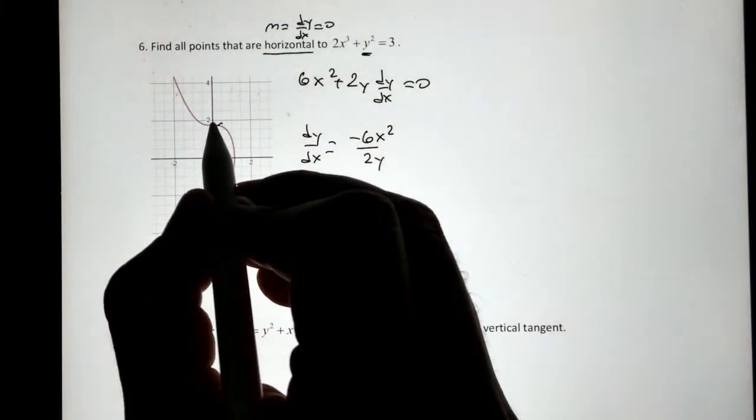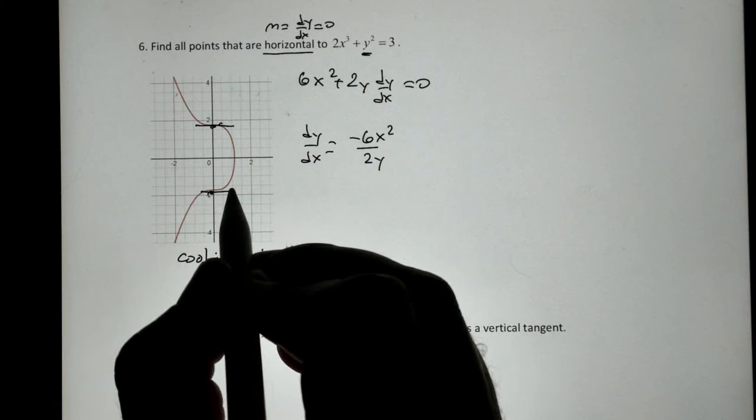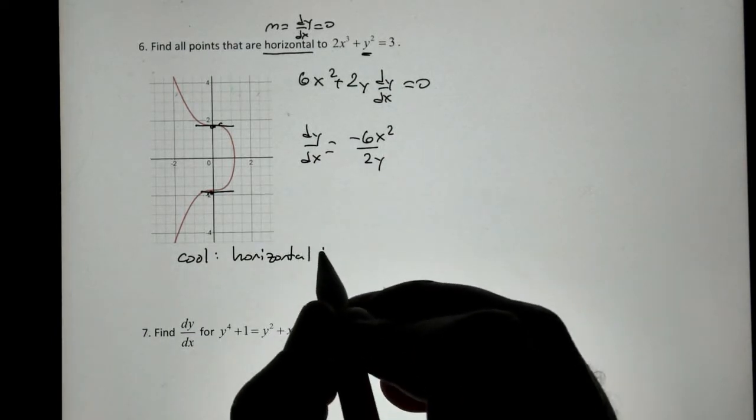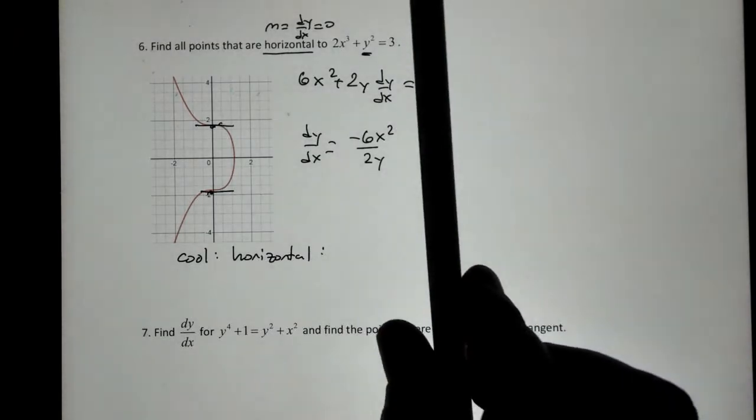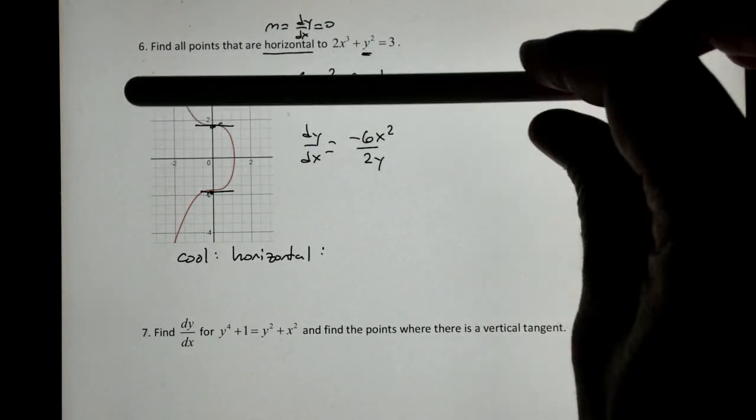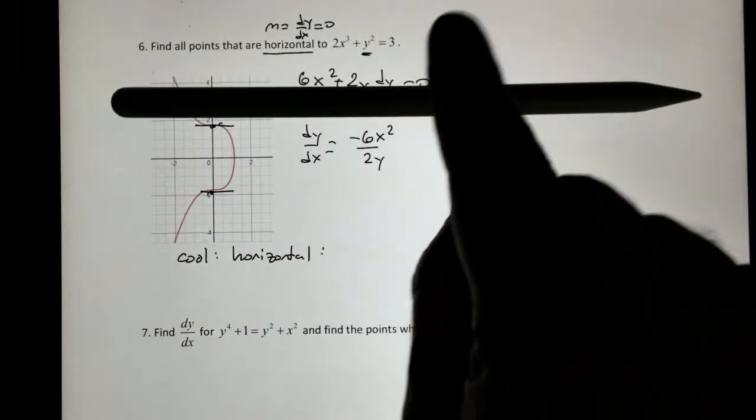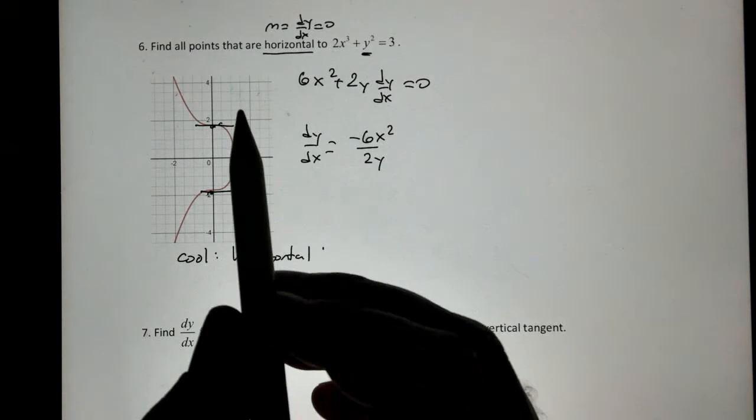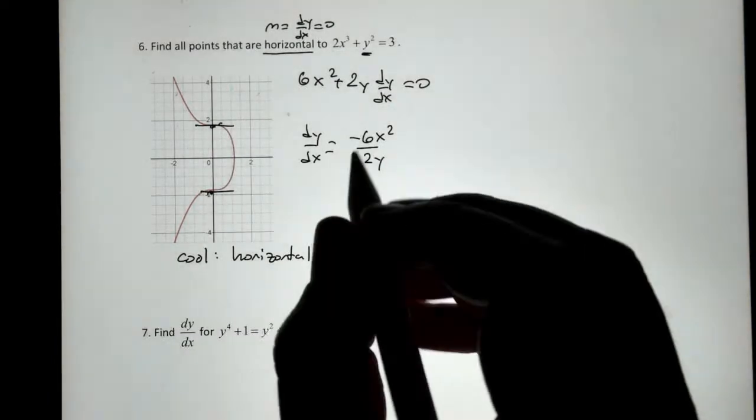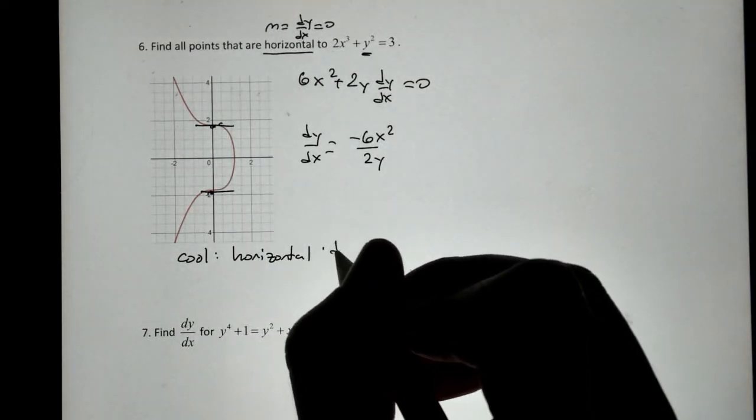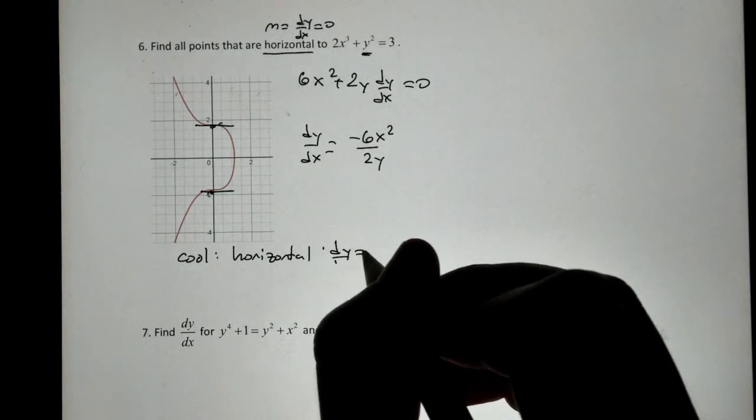To get the horizontal, I can see that here, where my slope is horizontal, I only have to find where the change in y is 0. So think of a horizontal line. The change in y is 0. It's not going up or down. If we look at our horizontal lines here, they're not going up or down. So for the horizontal, we can just say that dy has to equal 0.